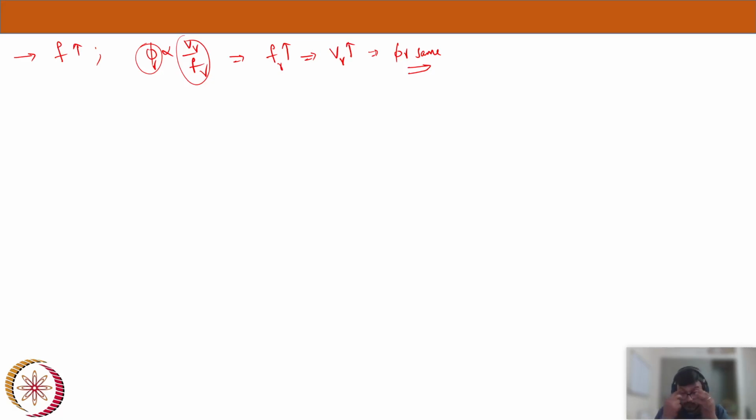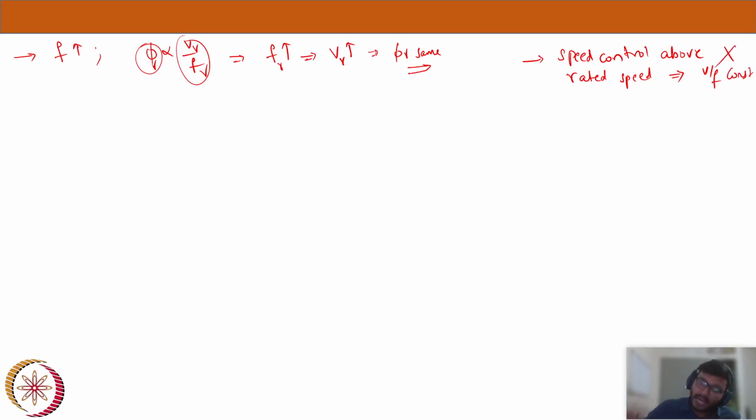So for speed control above rated speeds, this is a very important point which I want to establish: for speed control above rated speed, there is no need to maintain V by F constant. Why did we start with maintaining V by F constant? Because flux is proportional to V by F.